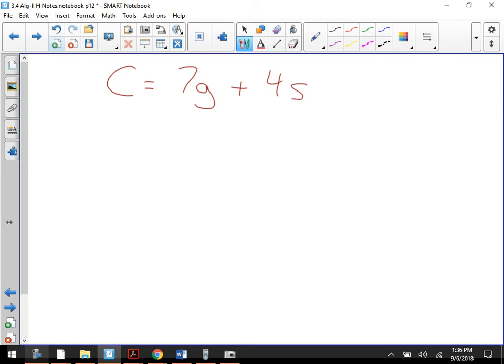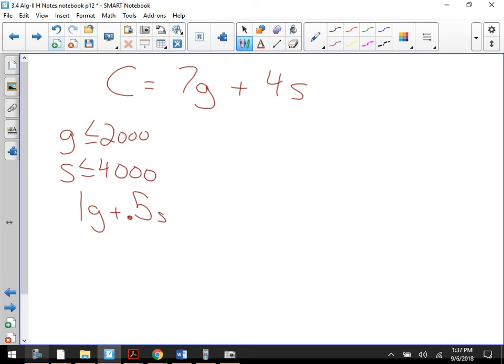So general admission, how many? No more than 2,000, so general admission has to be less than or equal to 2,000. Student admission has to be less than or equal to 4,000. It costs 50 cents to advertise, so 0.5 is student, $1 for general, so $1 for general plus 0.5 for the student, and you only have a budget of up to $3,000. Okay. And I think I have all of them.